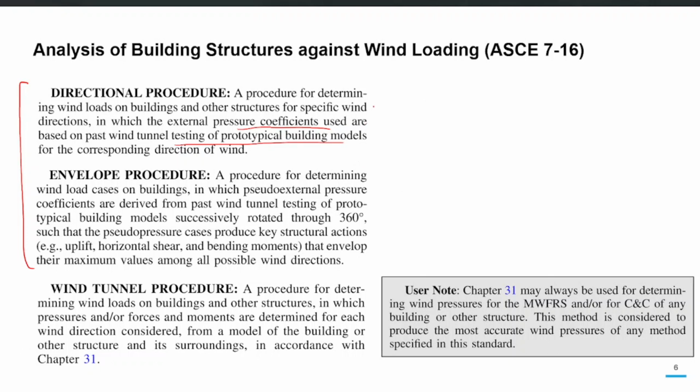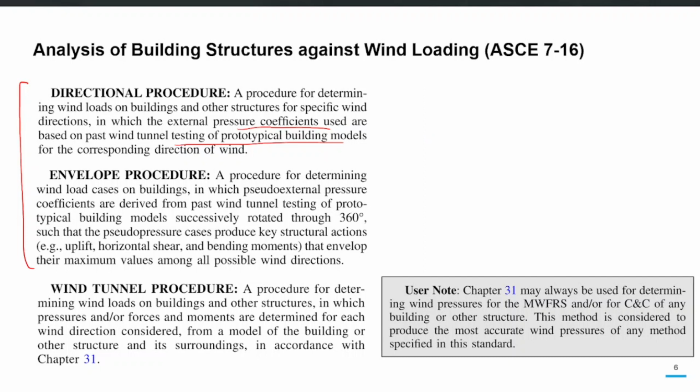So in one particular test, one particular direction of wind was considered, and finally based on extensive wind tunnel testing, but all that testing was directional testing, and in that testing the external pressure coefficients were derived and then they are specified to develop the directional procedure to determine equivalent static wind forces.